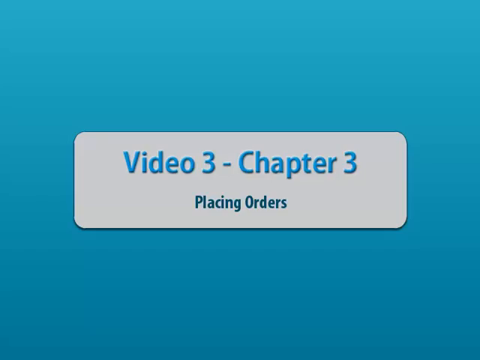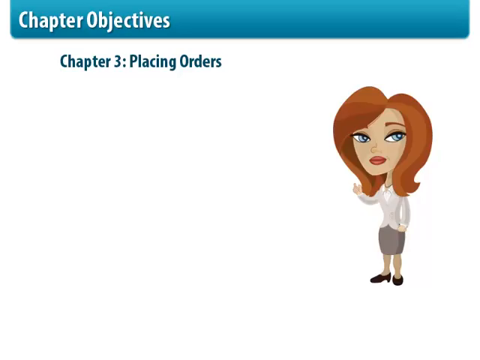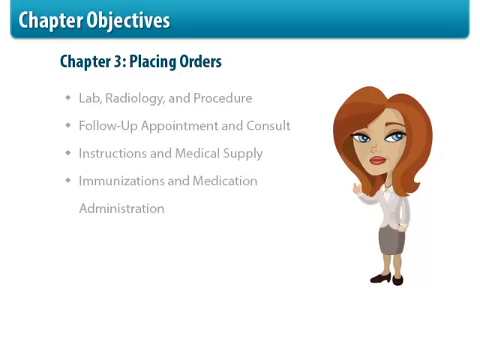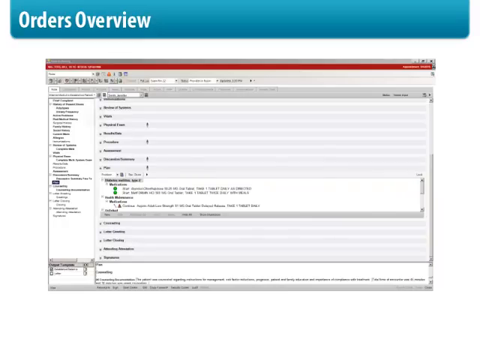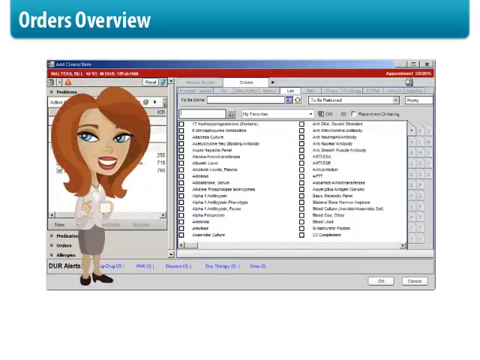This third chapter will discuss placing different types of orders in AEHR. In this chapter, we will discuss placing lab, radiology, procedure, follow-up appointment, consult, instructions, immunizations, medical supply, and medication administration orders. Clicking the beaker icon on the clinical toolbar will open the ACI to the Orders section.